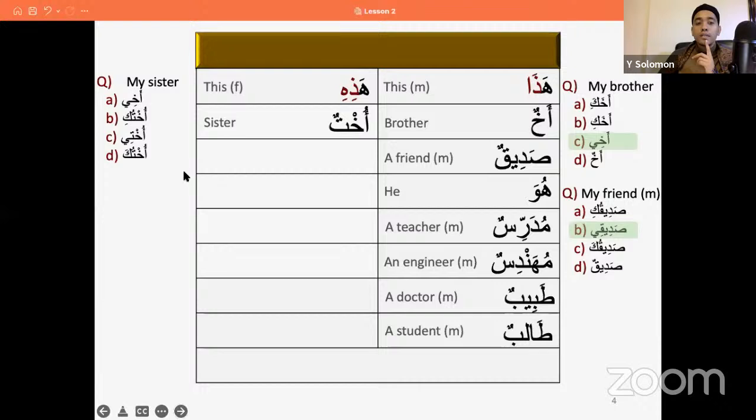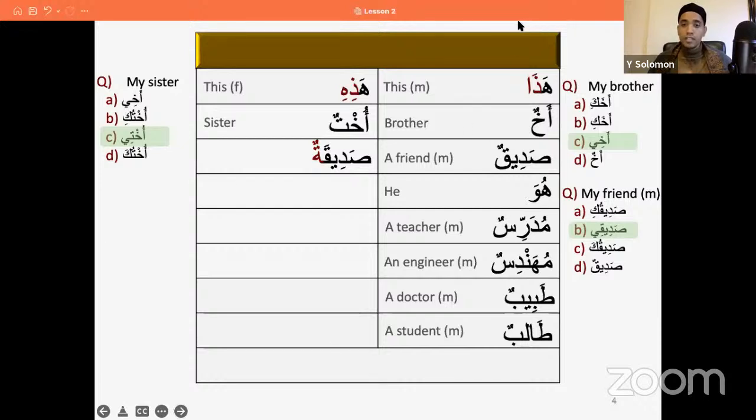Excellent. Alhamdulillah, we're all on the same page, quite unanimous over there. Correct. أختي, my sister. صديقة. So this is where we also want to take note of the word صديقة. Now we're starting to see how words become feminine. We look at the word صديق, a male friend. What happened to the word when we said صديقة?